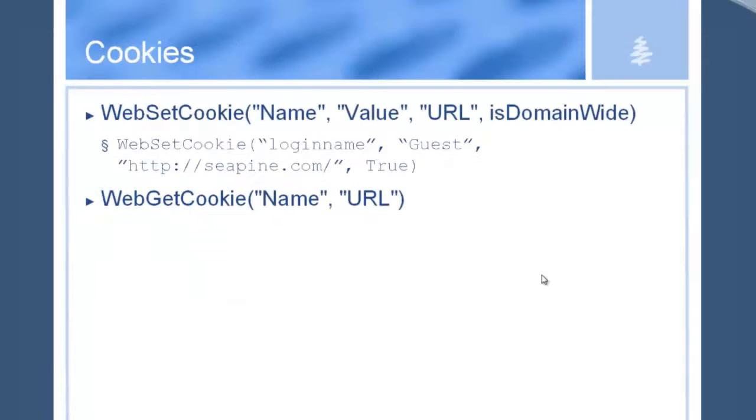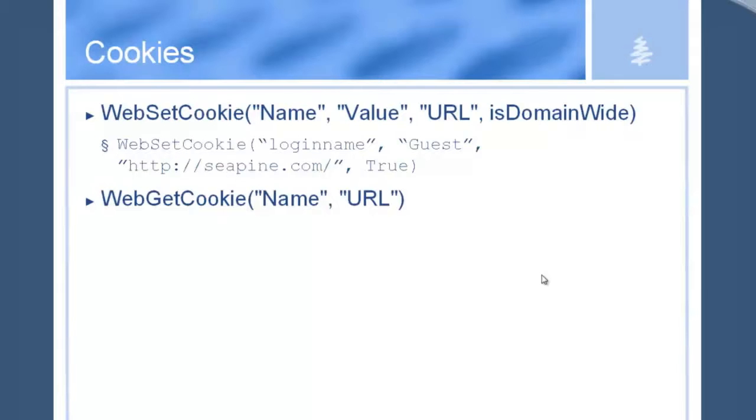We have a couple of statements that have to do with cookies. The first one is web set cookie, that lets you set values into the cookie that the website's going to exchange with it. It's a pretty simple statement that takes the name of the value you want to set in the cookie, the value you want to set it to, what web URL that cookie should be associated with, and whether it should be used for all URLs associated with that or just that specific one.